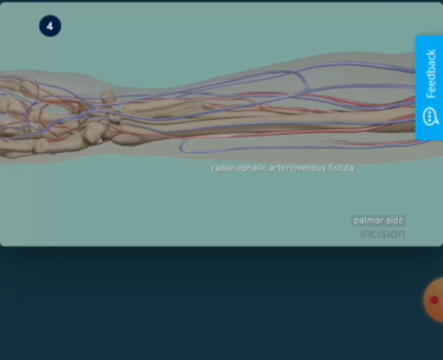When a fistula is created, both the artery and the vein dilate and elongate in response to the greater blood flow and shear stress, but the vein dilates more and becomes arterialized, making it suitable for regular hemodialysis.